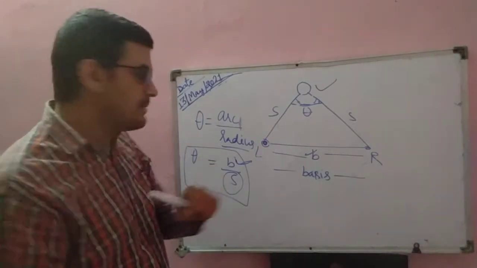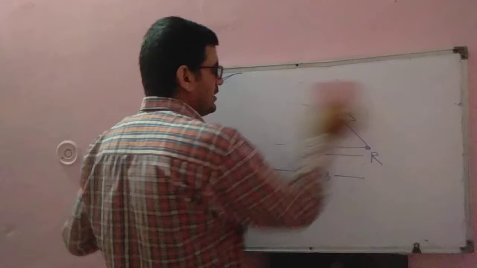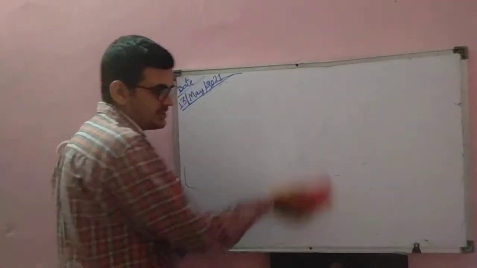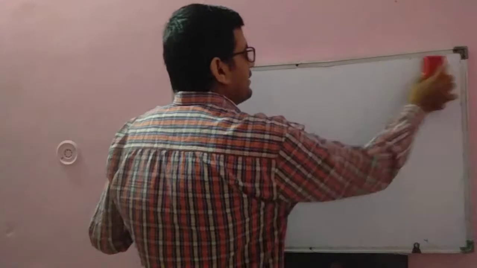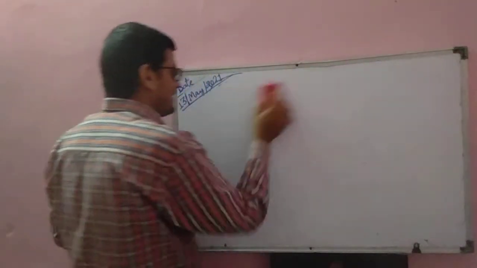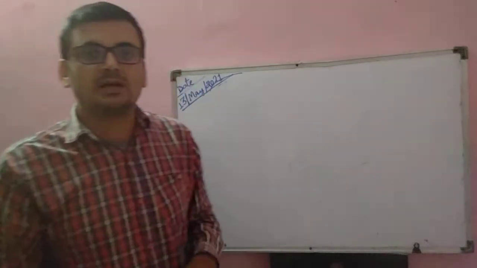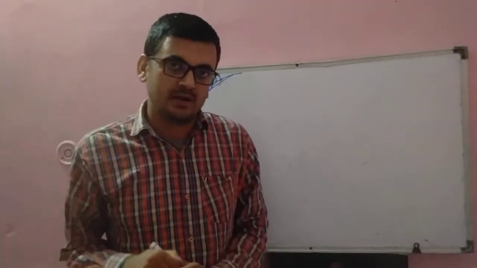So beta, there is one problem. What will be the problem? Can you guess? Please write in the comment section. What will be the problem while we calculate the distance by using this method?